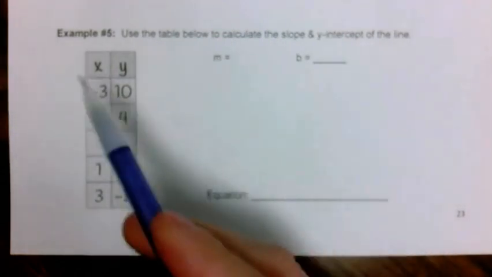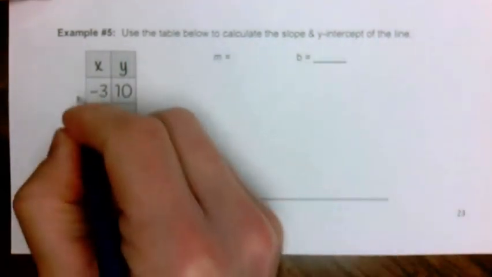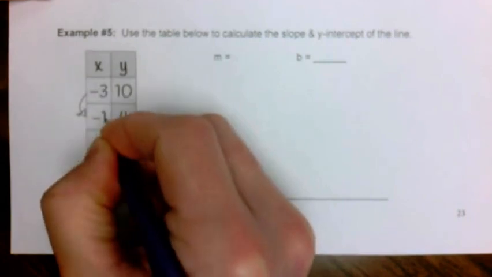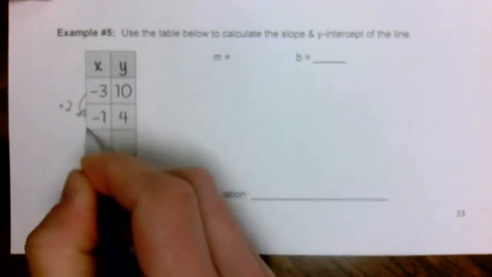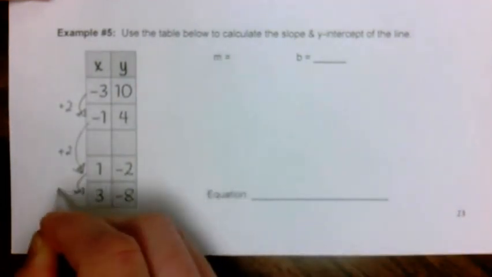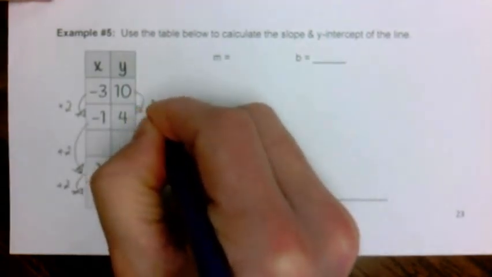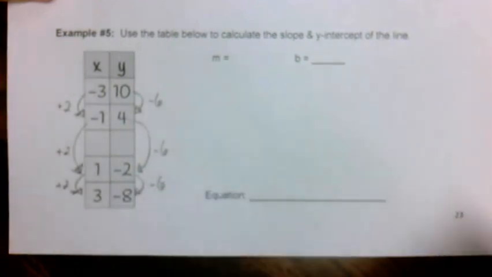Let's use this table of values to figure out our slope and y-intercept so that we can write the equation of the line that represents this table in slope-intercept form. Okay, so let's take a look at what we've got here. We'll find our changes in our x's. From -3 to -1, I'm going to add 2. From -1 to 1, I'm going to add 2. From 1 to 3, I'm going to add 2. All right, for my y's, to go from 10 to 4, I subtracted 6. To go from 4 to -2, I subtracted 6. And from -2 to -8, I subtracted 6.